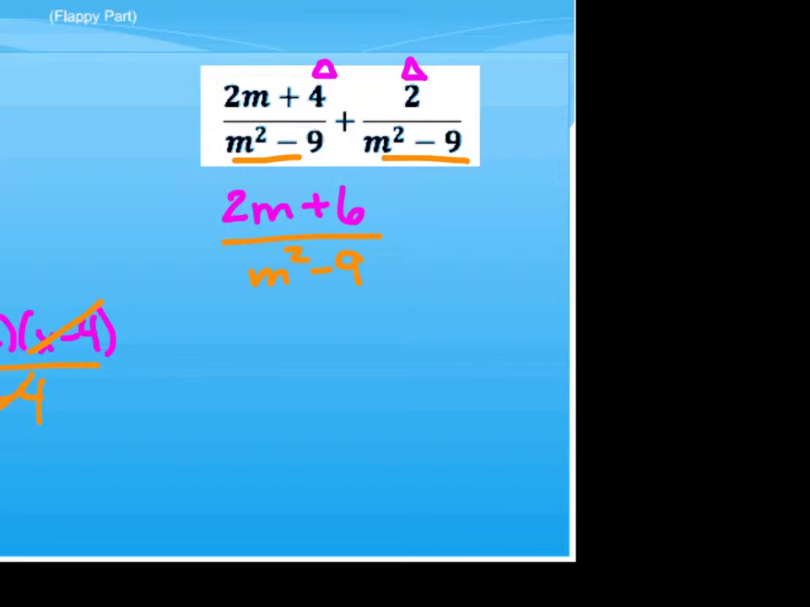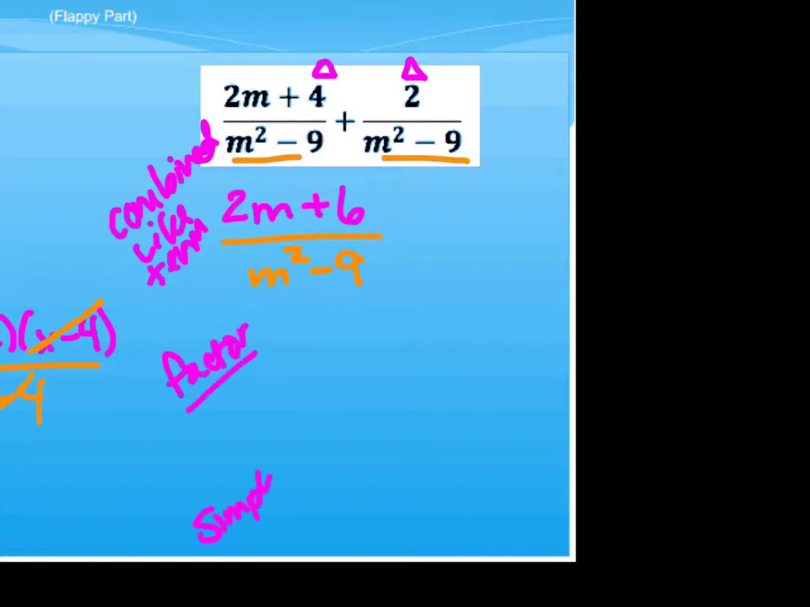So we have essentially gone through our first step. We've combined like terms. Now we need to factor. We always need to factor before we simplify. Okay, so 2m plus 6, we can factor out a GCF. A GCF for this is 2, so we can write 2 times m plus 3.